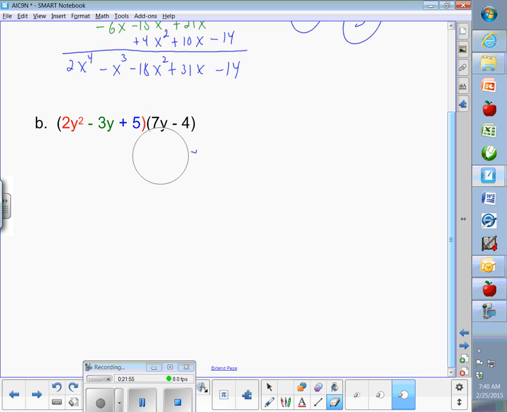And that's how I'm going to do the problem. But I will tell you this, some students prefer to use the commutative property and switch the order.